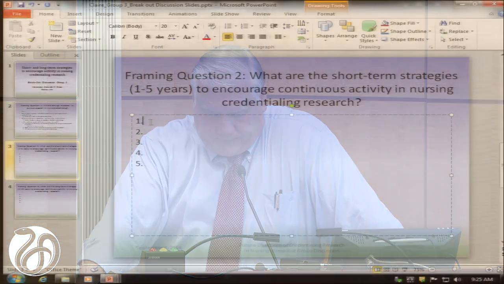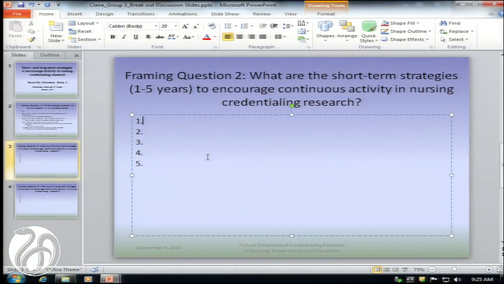All right, well, let's move on then to the next question that we were asked to address: what are the short-term strategies to encourage continuous activity in nurse credentialing research, short-term again being defined as within a 5-year time horizon. So the floor is open to suggestions for what should be those strategies.